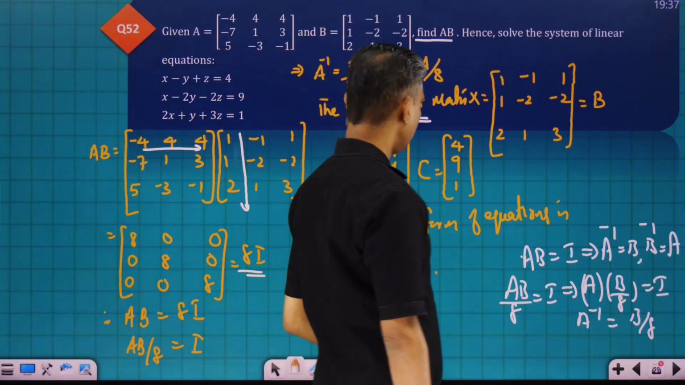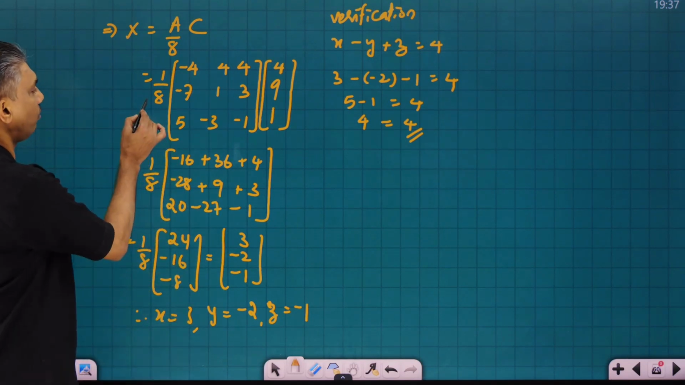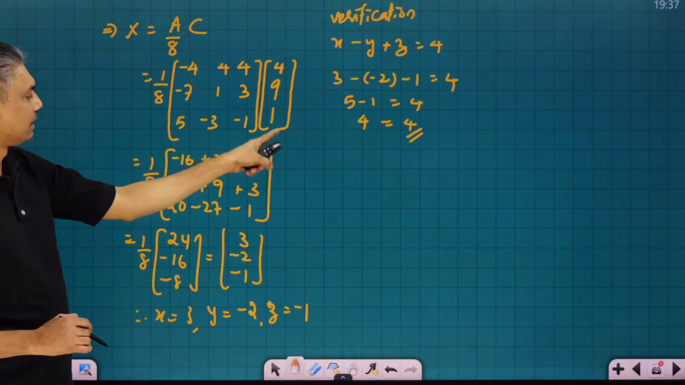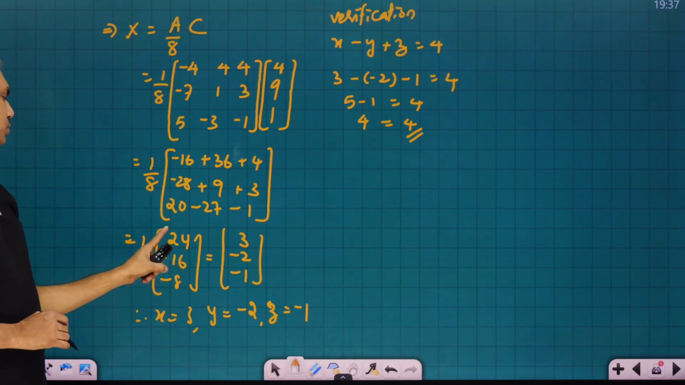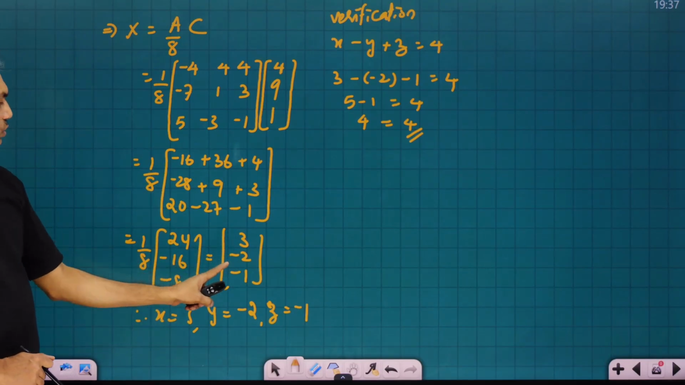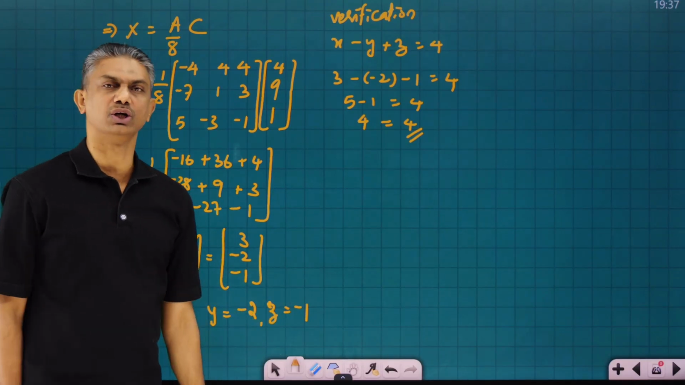Now, see, what is X? A by 8 into C. So, we have 1 by 8 into A. We have already A substituted, multiplied. You will be getting 24. 1 by 8, 24 minus 16 minus 8. So, 3 minus 2 minus 1. So, X is 3, Y is minus 2 and Z is equal to minus 1.